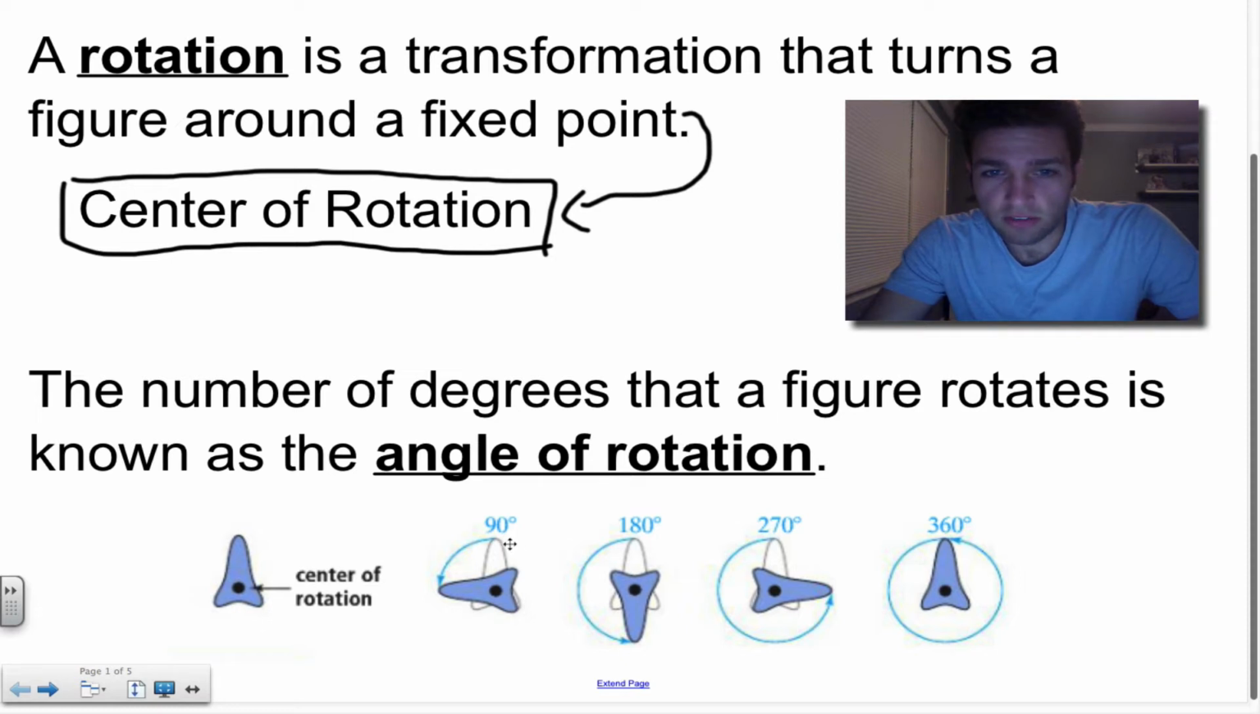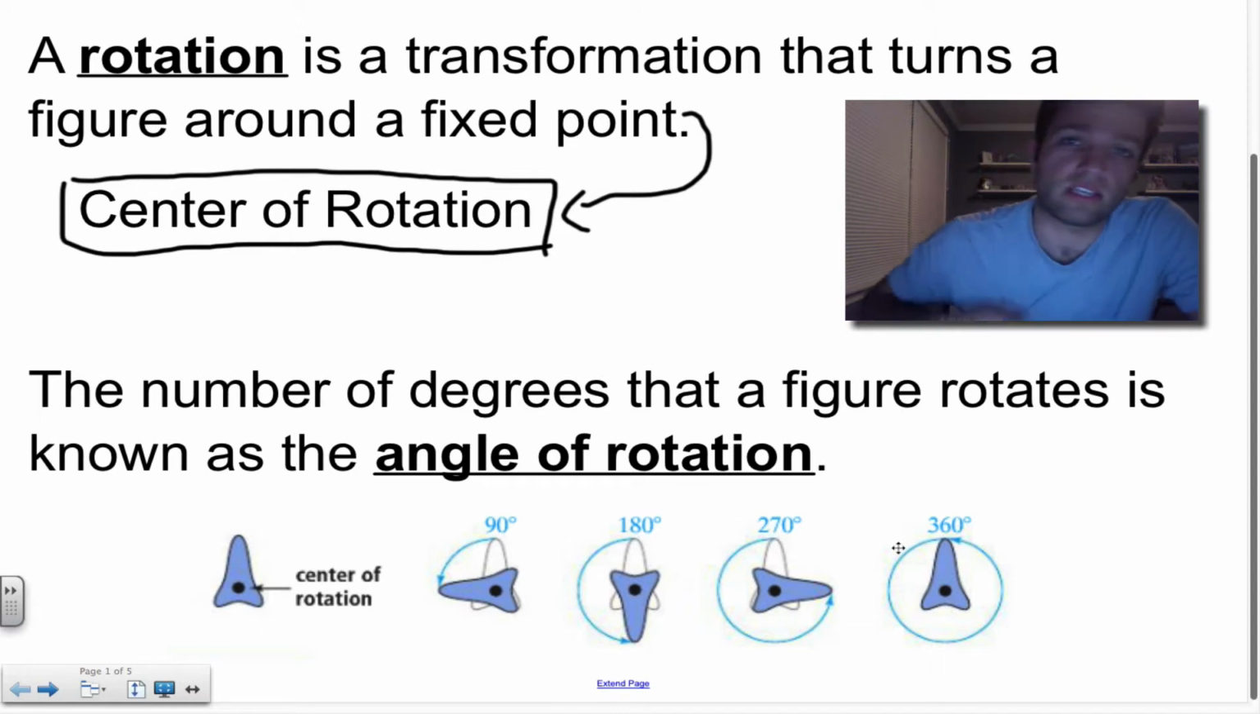And those are generally the four main angles of rotation that we'll deal with. I'll give you a figure, ask you to rotate it either 90, 180, 270, or 360. And 360, really, you're not rotating it because it's right back to where it originally started. But that's rotation's background knowledge.